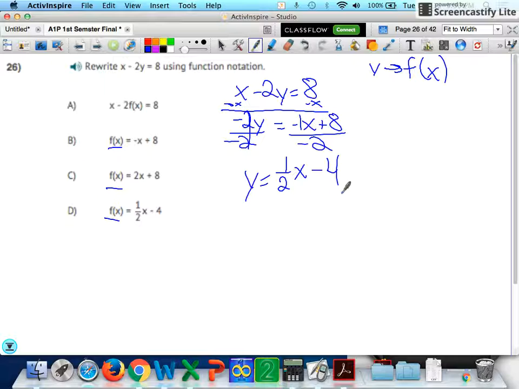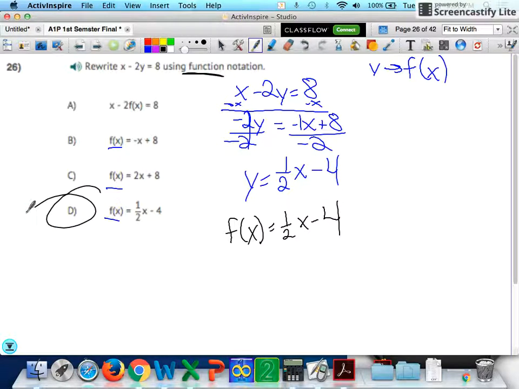The last piece is the fact that we're actually putting this in function notation. So it becomes f of x equals 1/2 x minus 4. Answer should have been D.